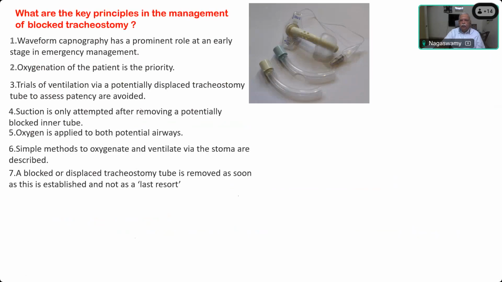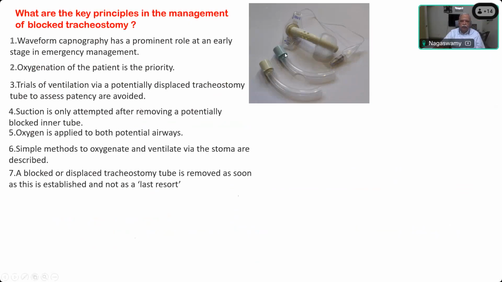Now I am showing a few pictures here. Can you identify what this is? Fenestrated tracheostomy tube with inner cannula. Both fenestrated outside. This is also the fenestration in the outer tube. And this is a cuff. So you can say it is a cuffed fenestrated outer tube of the tracheostomy.